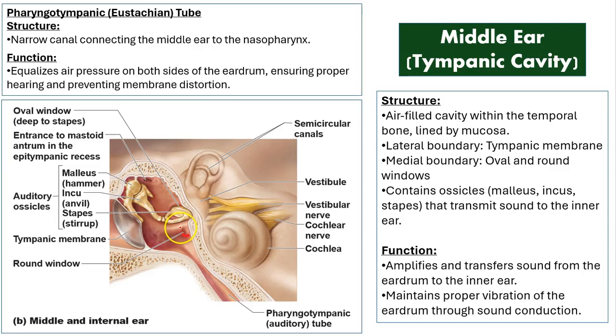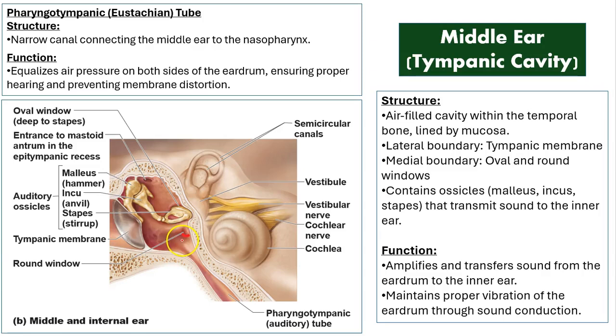Also, it's going to help with maintaining the proper vibration of the eardrum through sound conduction because of the little bones that we have here. Another thing we notice is this tube, this auditory tube, or pharyngotympanic tube. And this is basically a narrow canal that's going to connect your middle ear to your nasopharynx area.